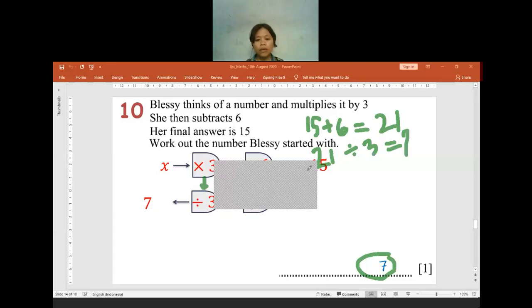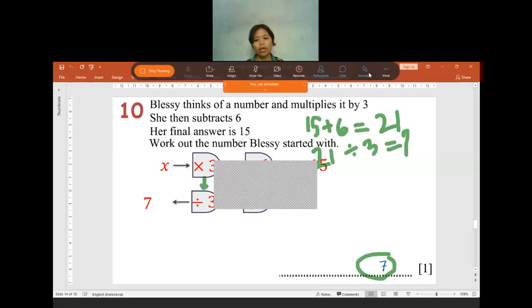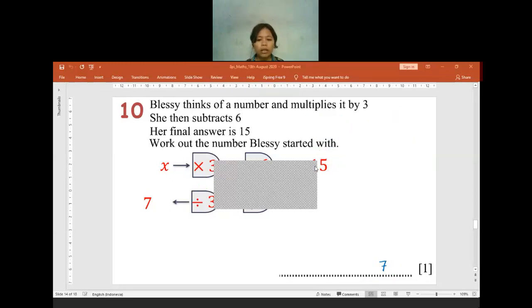Is there anyone else having any question before I continue to question 11? No? Okay. If you have no question, let us move to question 11.